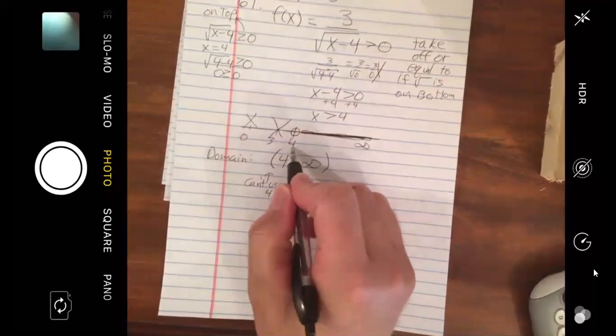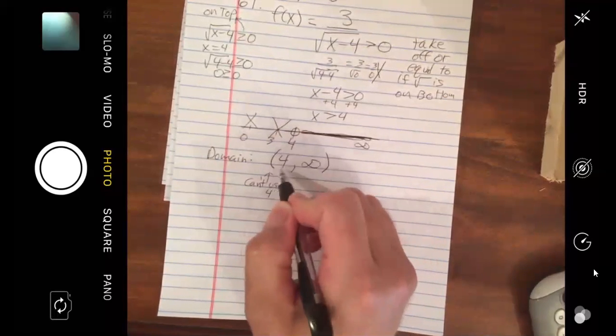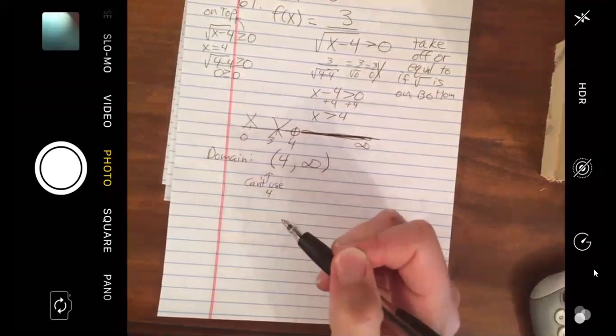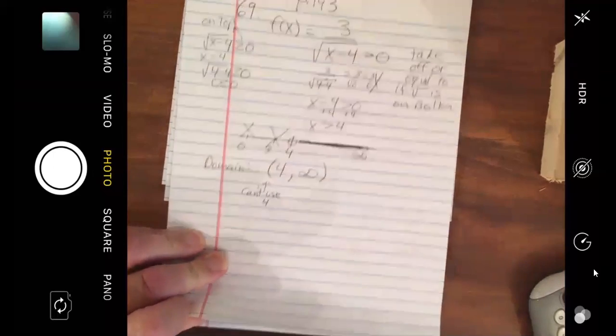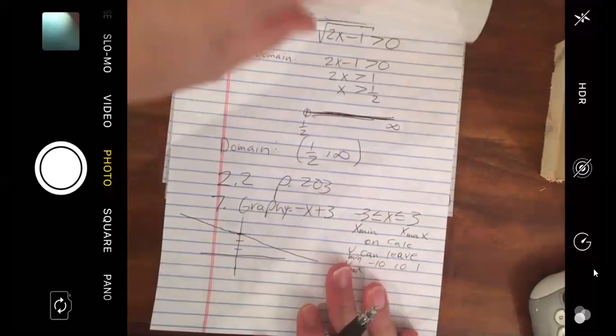So your domain is 4 comma infinity, parentheses on the 4. You can't use 4. That's why it's a parentheses. Yeah, technical details, you really have to remember that. Last one for this section is problem 71.